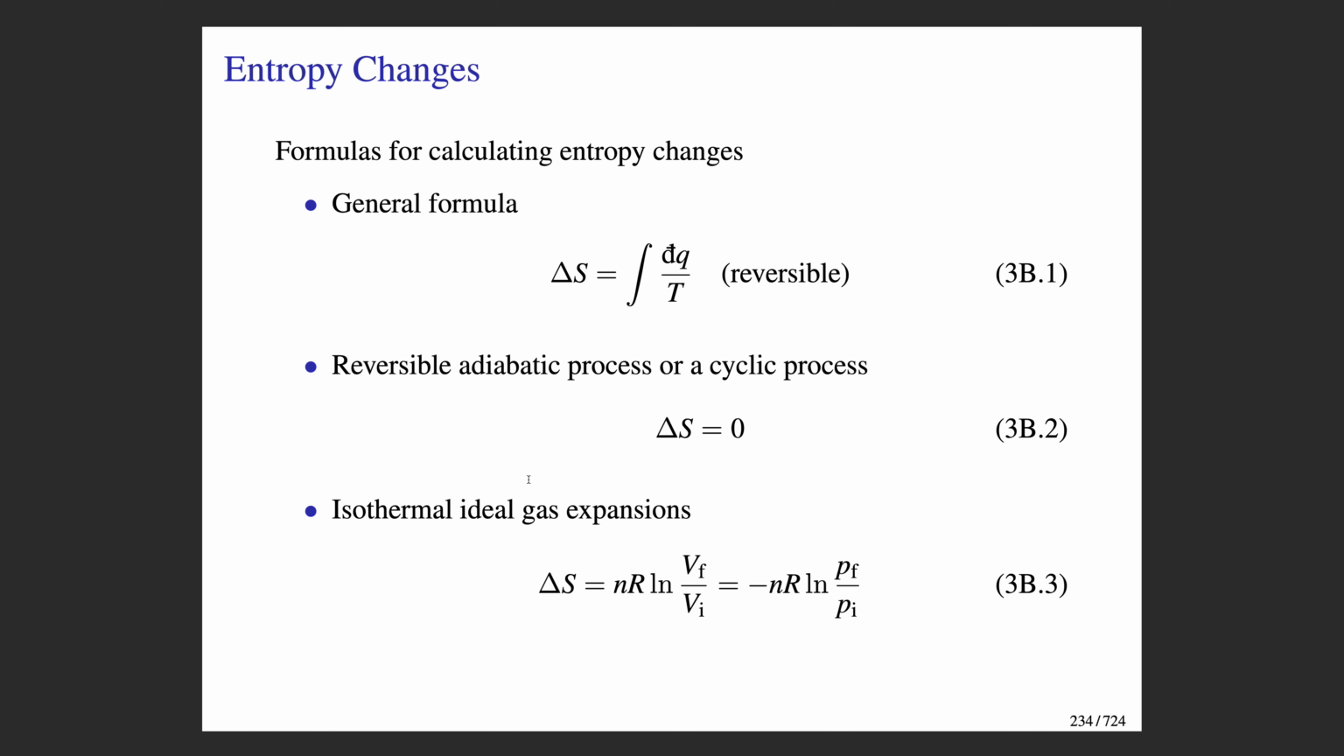We have already explored isothermal ideal gas expansions, and so this is the formula that we came up with previously. If you're given pressures instead of volumes, you can just use the ideal gas law to substitute in for the volumes and express the formula in terms of the pressures. Notice the minus sign out in front, and that's because volume and pressure are inversely related.